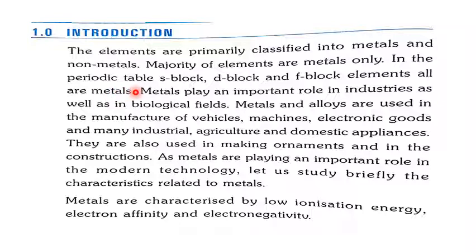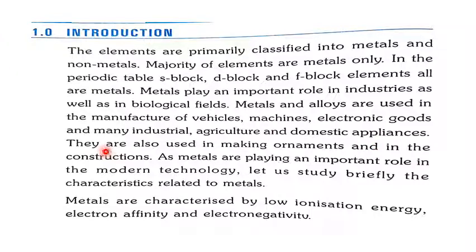Metals play an important role in industries as well as in biological fields. That means metals and alloys are used in the manufacture of vehicles, machineries, electronic goods, and many industrial, agricultural, and domestic appliances. Already, we know that in the house, most of the domestic appliances are prepared from metals, by steel or aluminium. Most vehicles, electronic goods, industrial machineries and agricultural goods are also manufactured from metals.